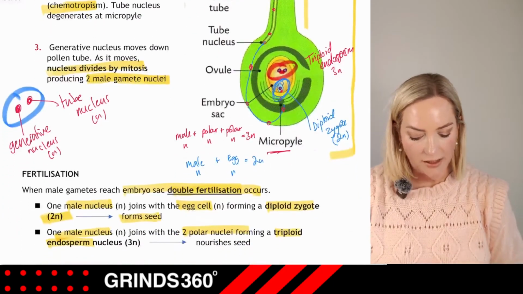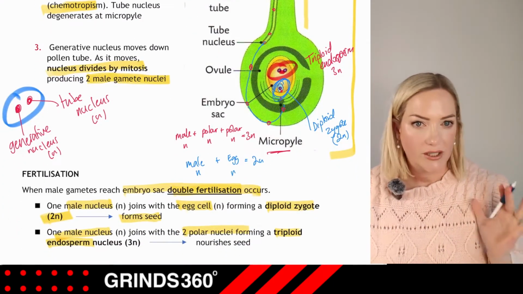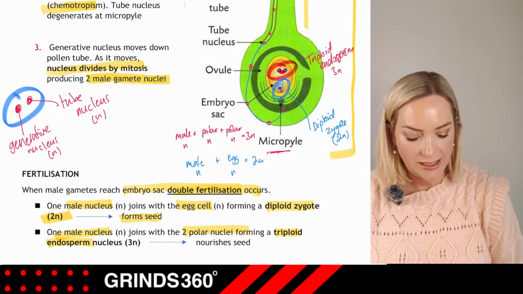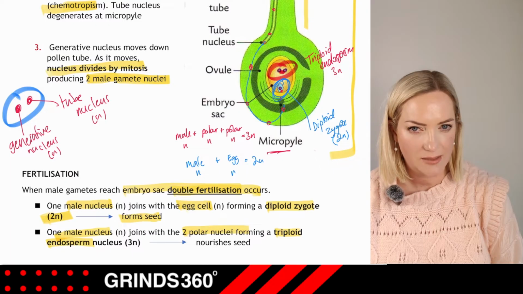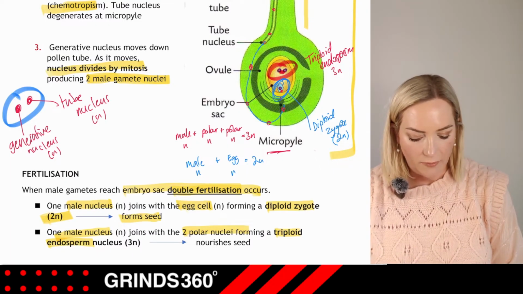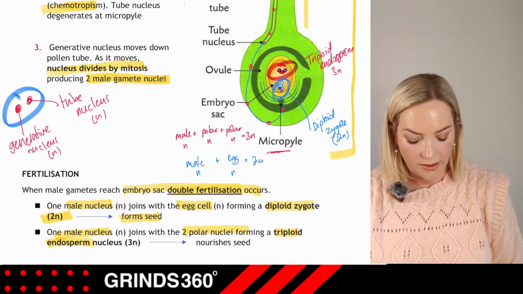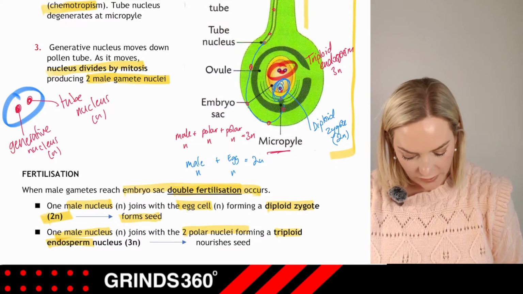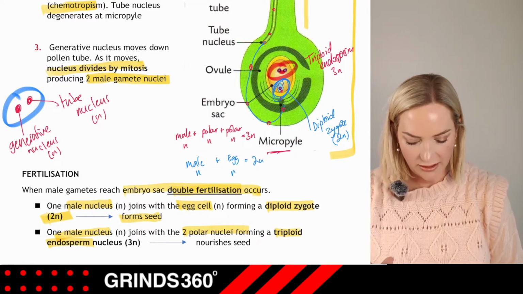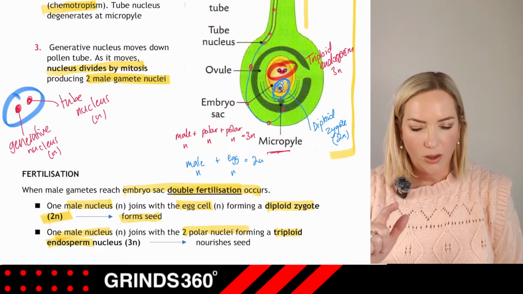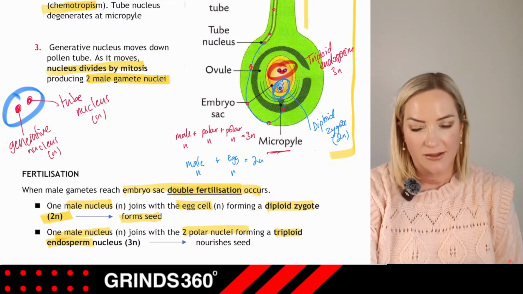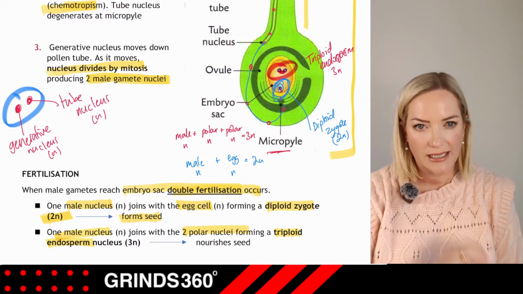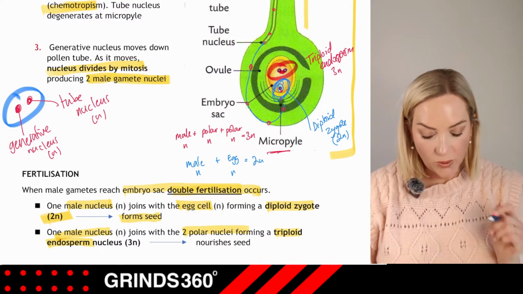Then it will ask about double fertilization. One male gamete will fertilize and join up with the egg to become the diploid zygote. One male gamete will join up with, or fertilize, the two polar nuclei to become the triploid endosperm. Did I read that right? I'm getting confused now, I'm going to say it again. One male gamete will join with the egg to become the diploid zygote. One male gamete will join up with the two polar nuclei to become the triploid endosperm, which was asked last year.